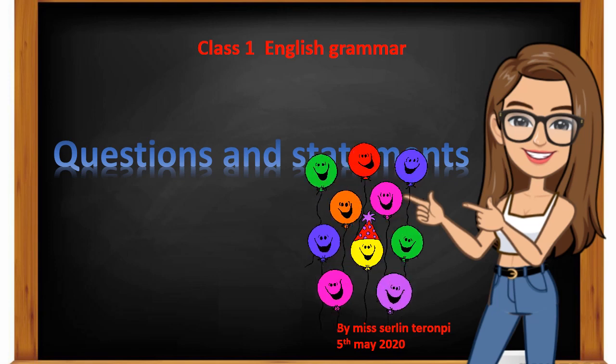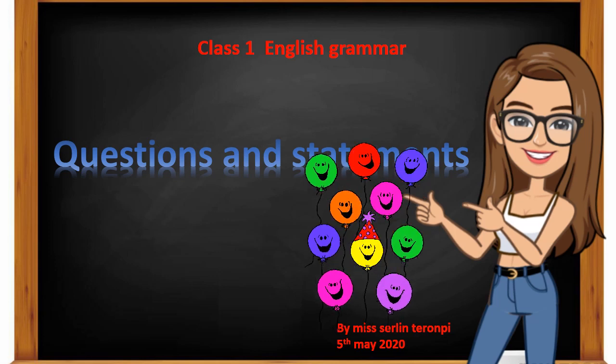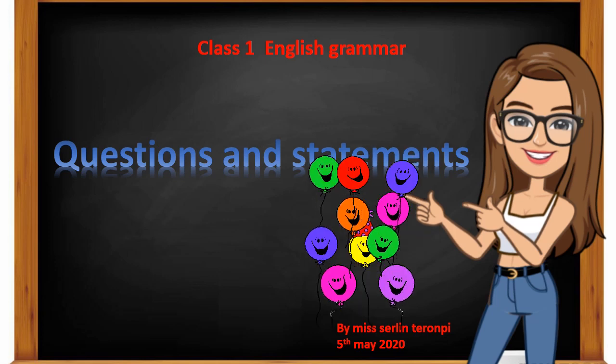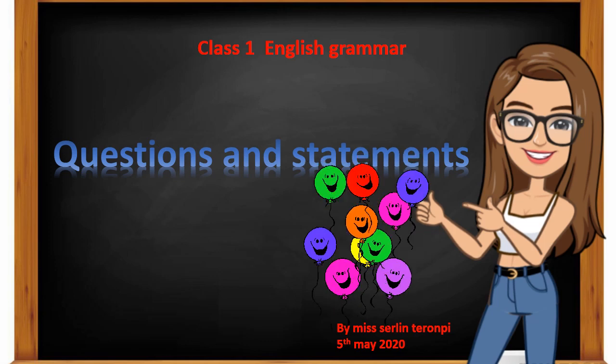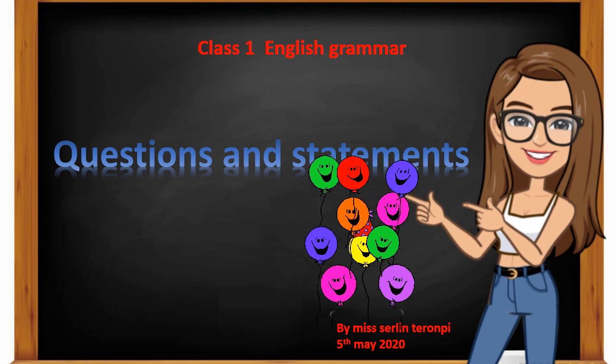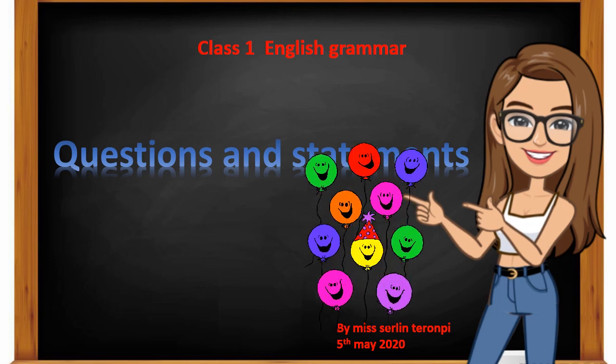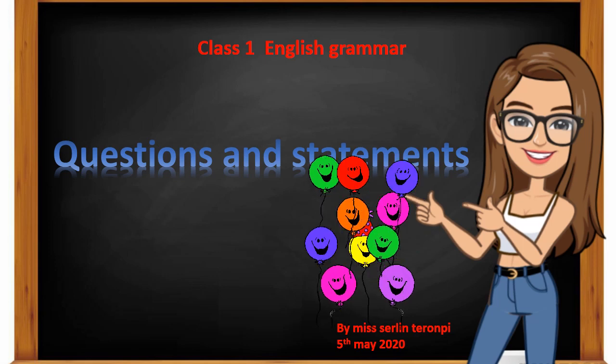Then we have interrogative or question sentence. Then we have imperative sentence and exclamatory sentence. But for this time, we are going to learn question and statement. The other two types of sentence we are going to learn in the next class.